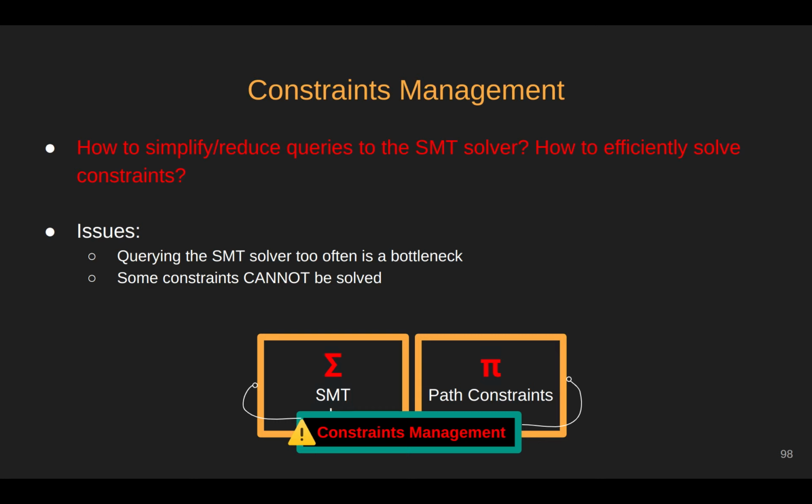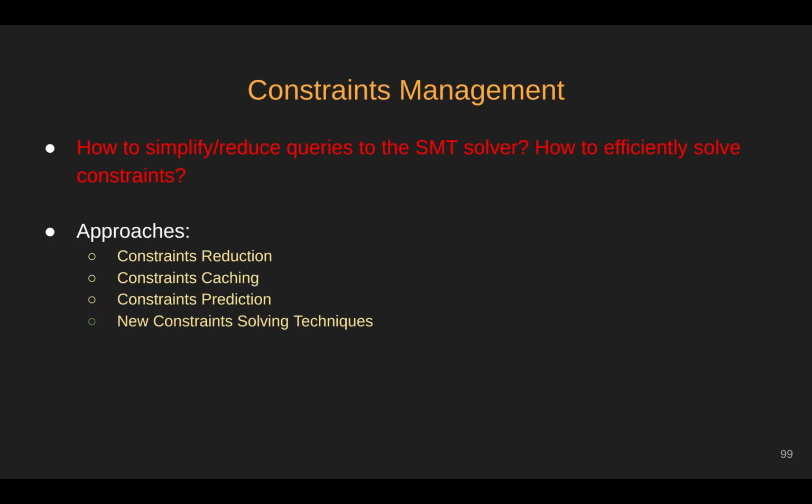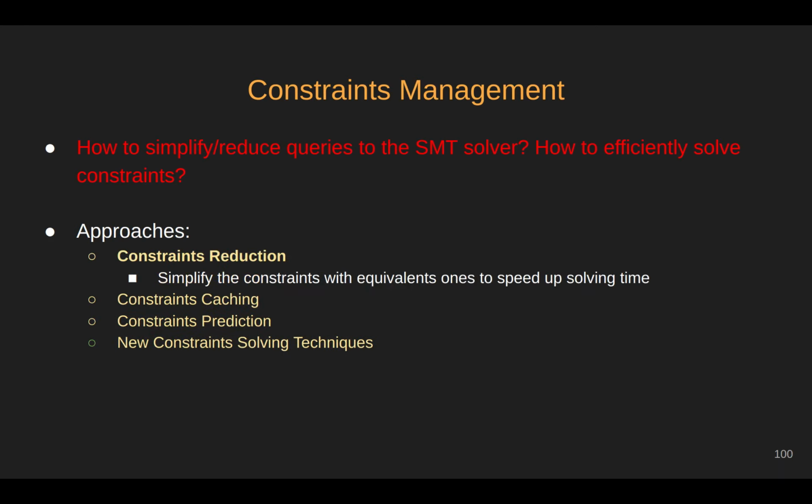So yeah, in the check all strategy, querying the SMT solver too often is a bottleneck, and maybe some constraints cannot even be solved because maybe you didn't model some operation, or it is also unsatisfiable. So you spend so much time, and then eventually the solver says it's unsat. So you just wasted so much time just to get an unsat solution. So yeah, also some approaches in reducing those constraints. You simplify the constraints with equivalents to speed up solving time.